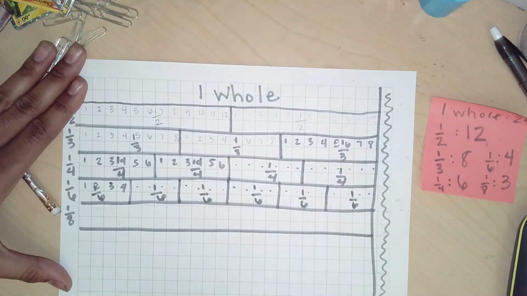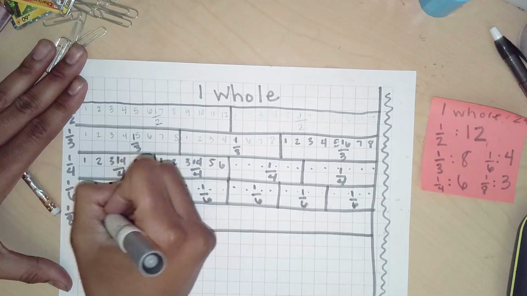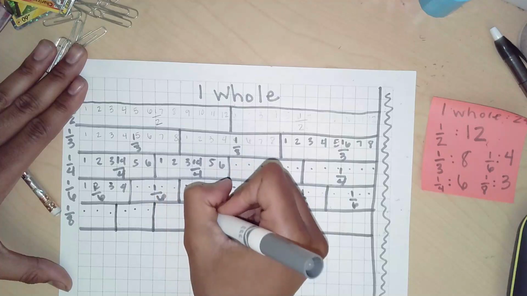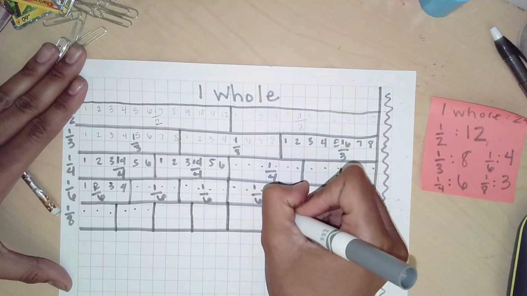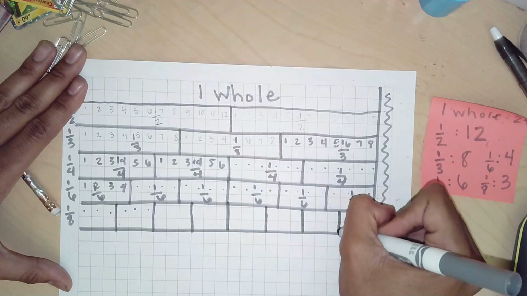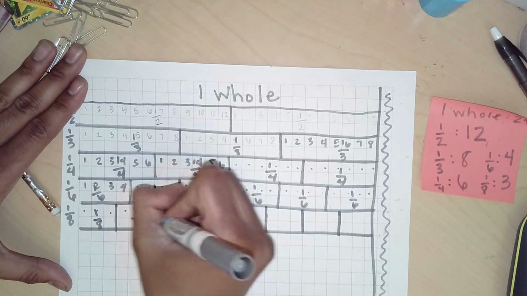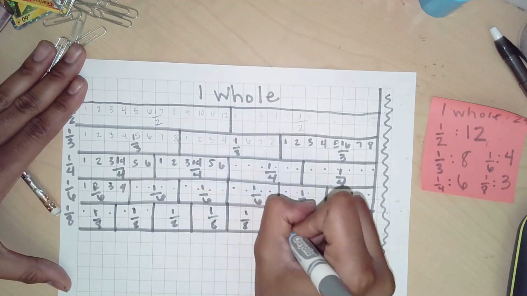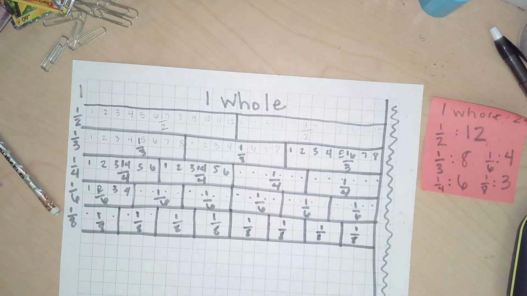And then we got one more to do, our eighths. And there's 3 in each eighth. So 1, 2, 3. 1, 2, 3. 1, 2, 3. 1, 2, 3. 1, 2, 3. 1, 2, 3. 1, 2, 3. 1, 2, 3. Perfect. And then our eighths. And there we go.